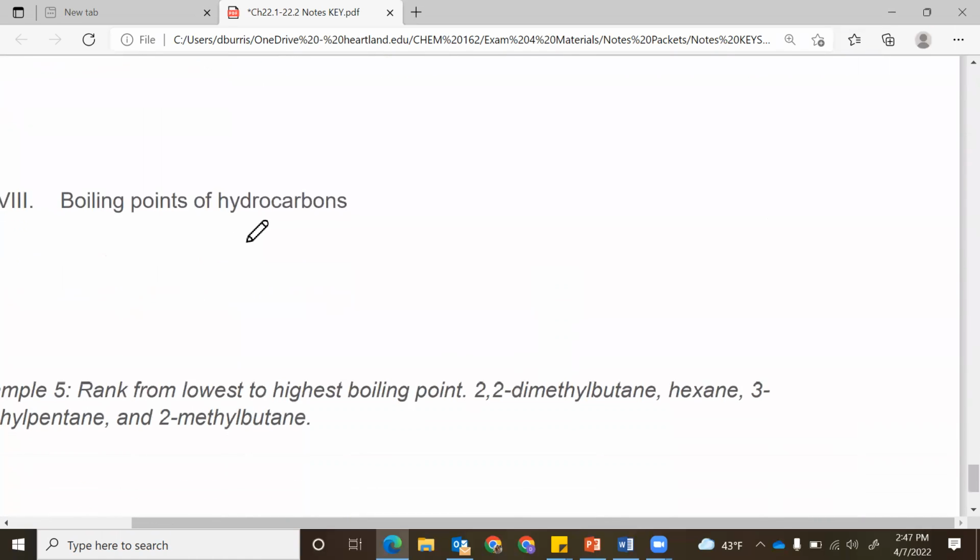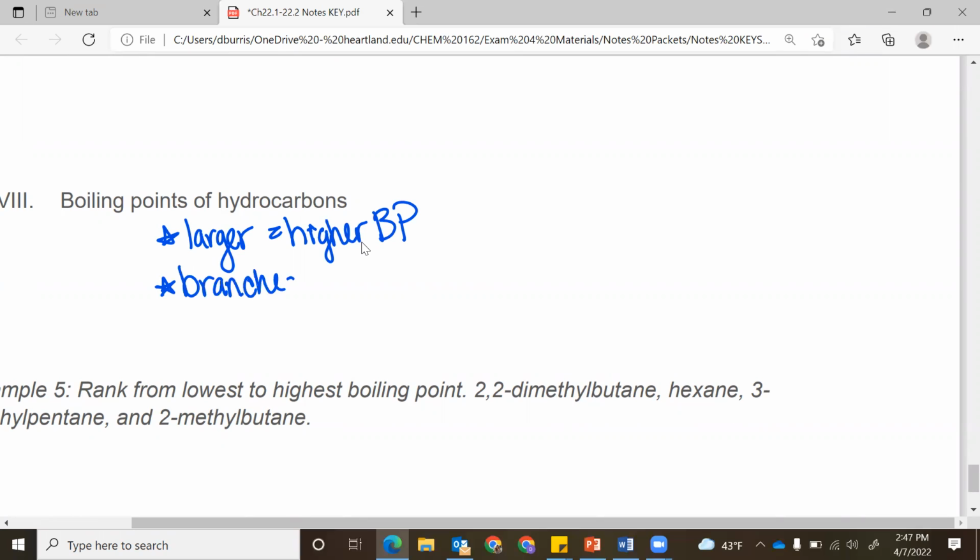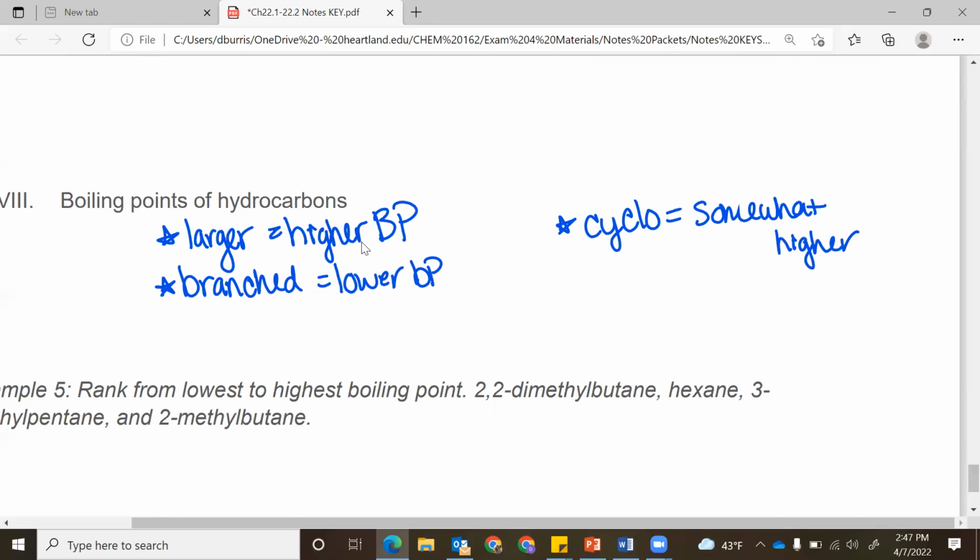Oh, I guess I should write the boiling point part here first. Okay. We've talked about boiling points. So go down here really quick, guys. We already talked about, this is the most important one, larger ones, of course, have higher boiling points. However, if they are branched, they're a little bit lower. So the more branched it is, the lower the boiling point. And then cyclos are actually a little bit higher. Cyclo makes it a somewhat higher boiling point, just because of the way that they can kind of pack together.